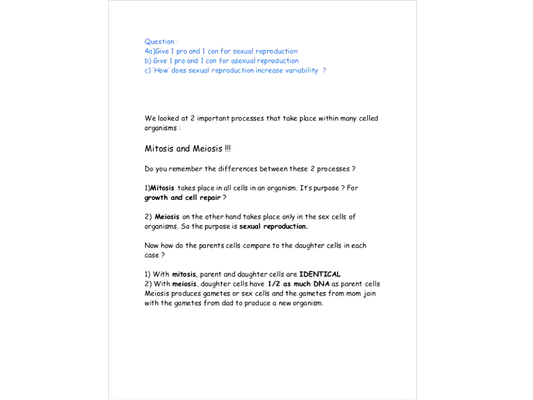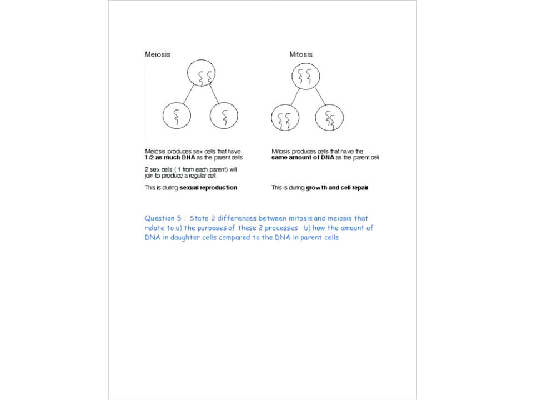And with meiosis, the daughter cells have half as much DNA as the parent cells. The reason is that you're going to take the male cell and the female cell that are half, and when you put them together, now you've got a regular cell again. So meiosis produces sex cells, also known as gametes, and the gametes from the mom join with the gametes from the dad to produce a new organism. You guys know this. So go on to the next page.